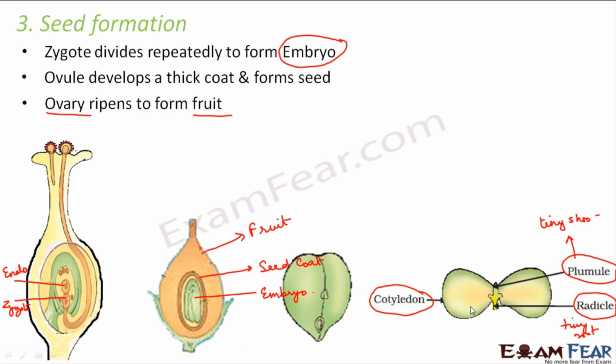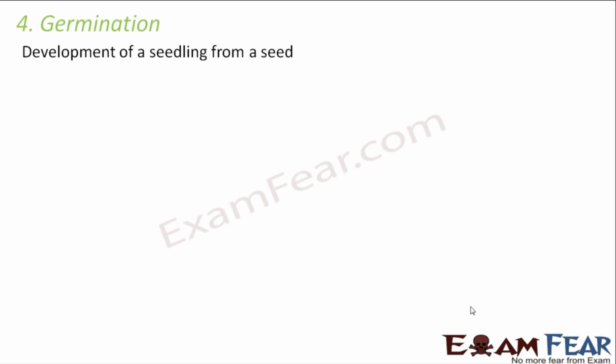Now the question is, what happens in favorable condition? So we all know that it will give rise to a new plant. So that is going to be the last step. That is germination. That means the growth of a plant from a seed is known as germination. It is the development of a seedling from a seed. A seedling is a very, very tiny plant. So this is how germination will happen.